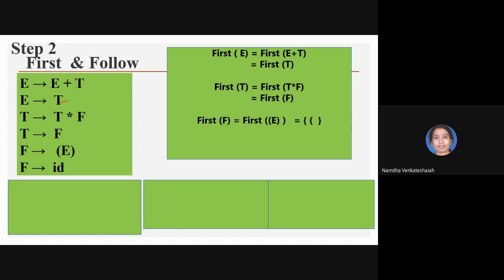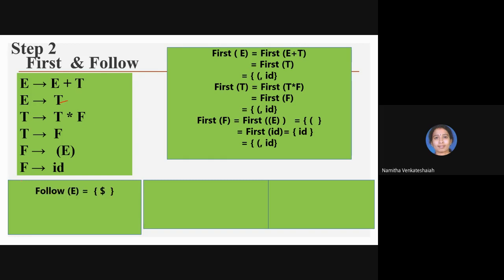And similarly, first of F is first of open brace E closed brace, so it will become open brace only. And first of ID is ID. So first of F, together, you have open brace and ID. Okay, so many times we have dealt with finding the first. So now we found first of E, first of T, and first of F for all the non-terminals.